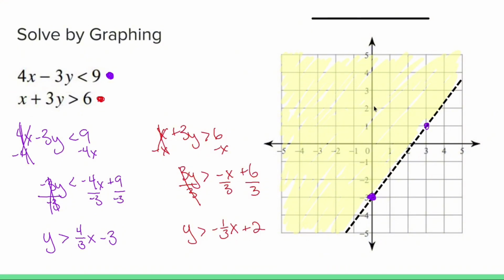So my y-intercept is 2, put a dot there on the y-axis. My slope is negative 1 over 3, which is up 1, left 3, put a dot, up 1, left 3, can't. I can go down 1, right 3, put the same dot there, down 1, right 3, can't.